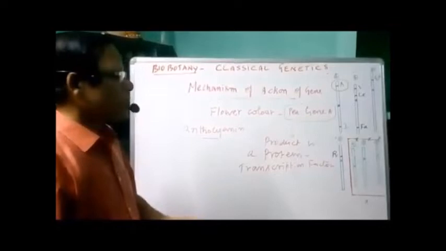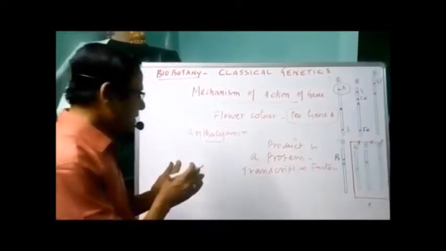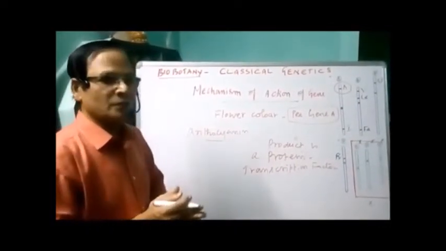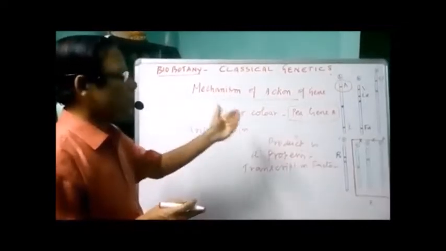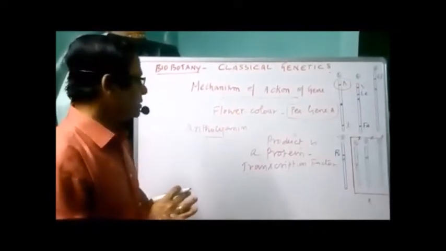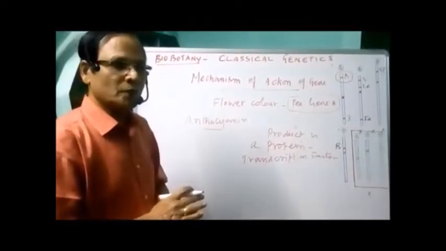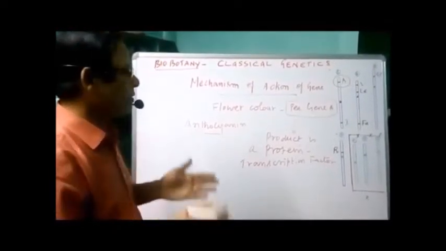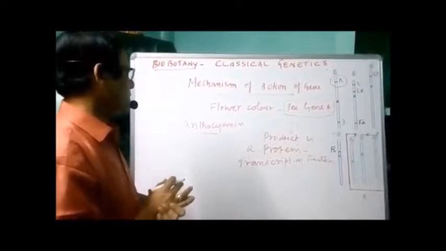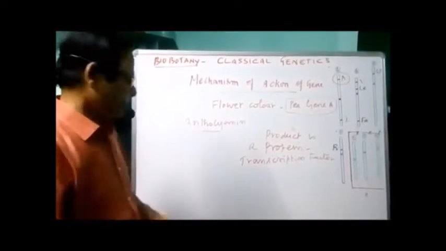It is a transcription factor. When the transcription factor is active, then the gene undergoes expression. Then we have the products, and the anthocyanin is being produced. It accumulates in the petals, leading to the purple color. Okay, this is one. Now what is the mechanism?